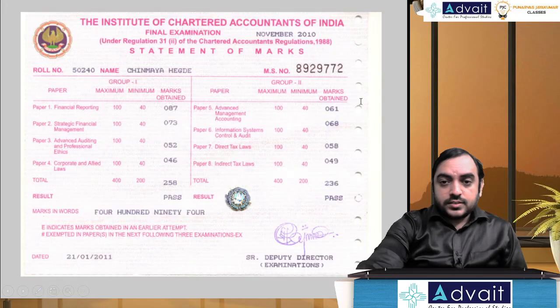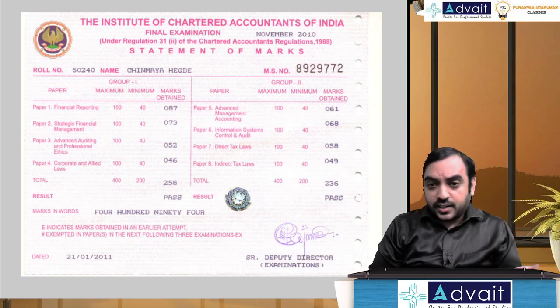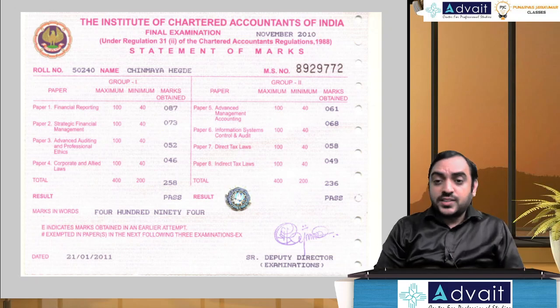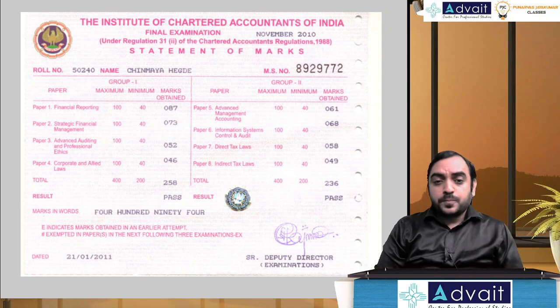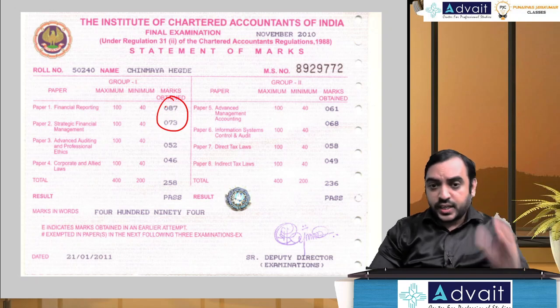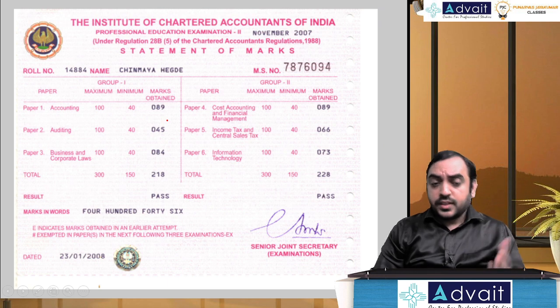Just to conclude, I don't want to give my students a marks card because I don't have any contribution to my students' marks. So I'll show my own marks card which I have written. In CA final, this is my marks card. You can see that in accounts and SFM I got more marks. That's where I targeted. And I also have auditing 46 marks.